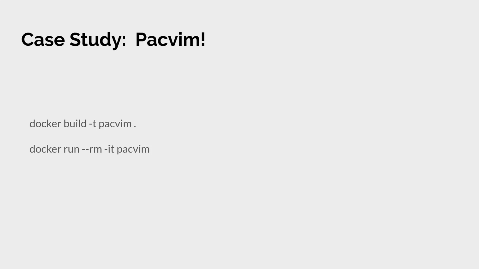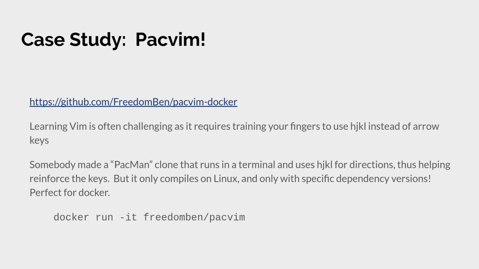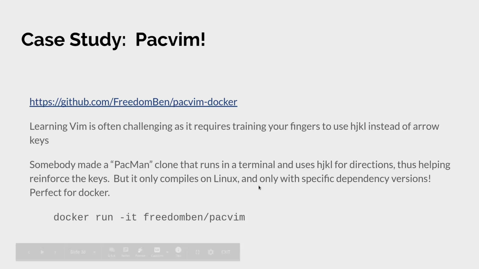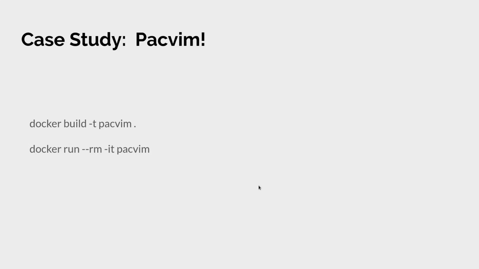If you want to run pacvim yourself, you could run this command right now. Here it is. This is the command I was thinking. You can run this, and it'll download it straight from Docker Hub, and you'll have pacvim running locally.